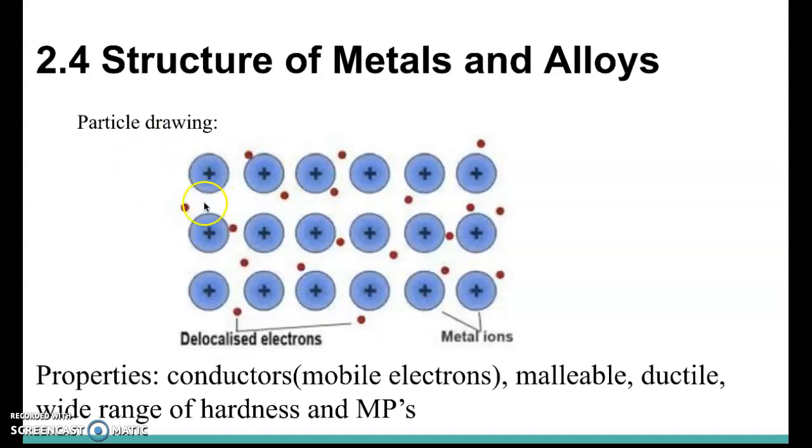So let's go ahead and draw this particle diagram right here. Okay, you can pause the video if you need to. But once you're done here, then I can go through a couple things.